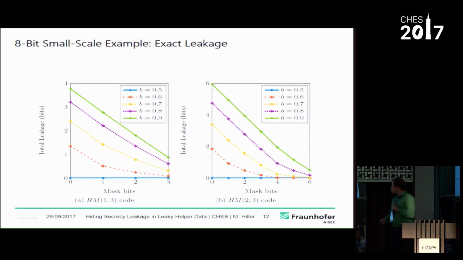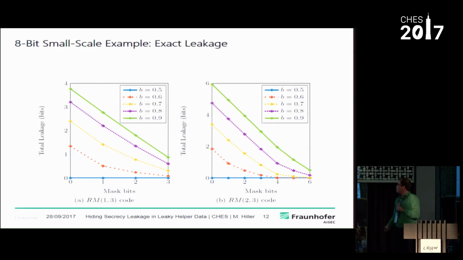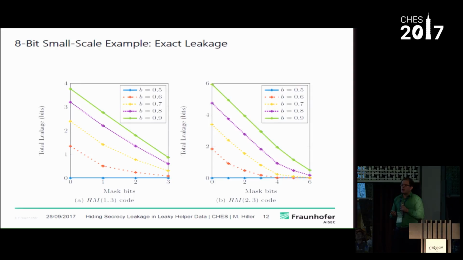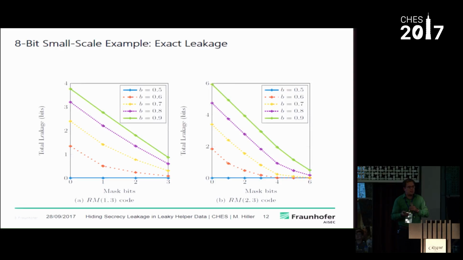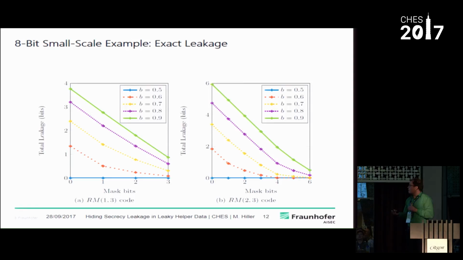For the small cases here with 8-bit code length, we can do exact computations. If we go to larger code sizes, we have to go to bounding techniques. For example, the bound introduced here at last CHES by Delvaux applies very well, and that's what we use to bound larger results. So going to code lengths 32, 64, 128, in this domain, then you really have to bound.